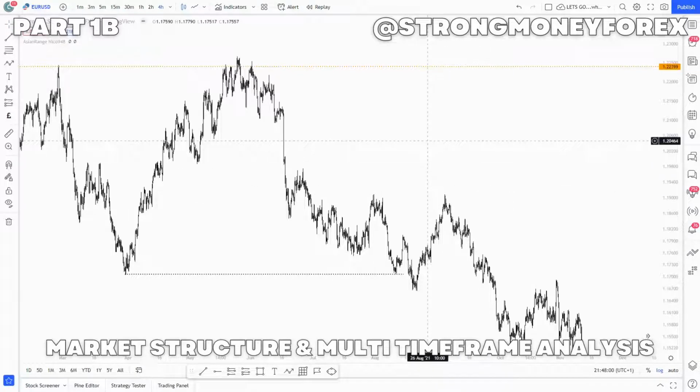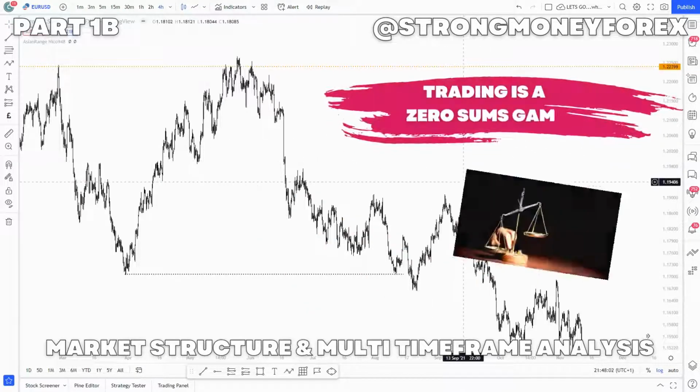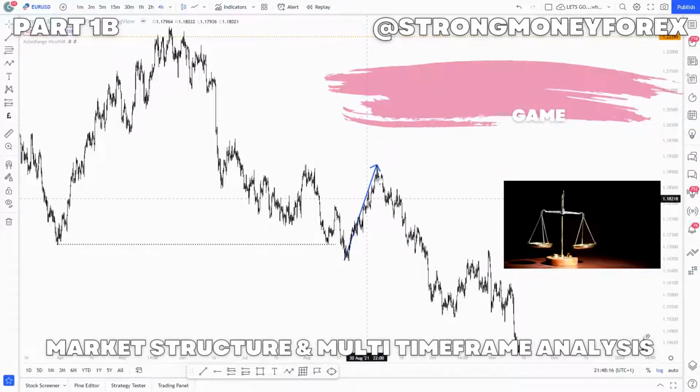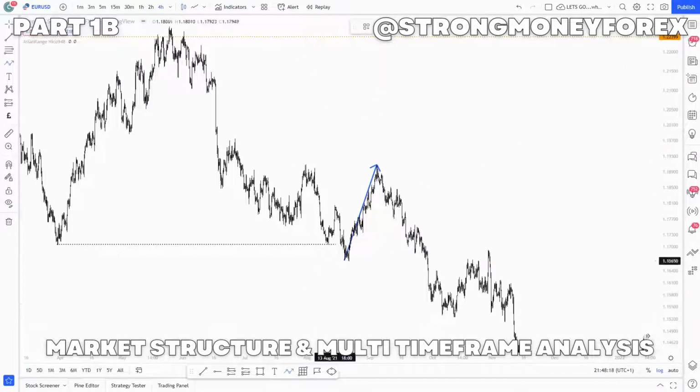Remember, it's a zero sum game. That means for every buy position, there has to be a sell position. If there's more buys than sells, the market moves up. Equally, if there's more sells than buys, the market will move down. So in order for people to make money in the marketplace, you have to be in line with that.